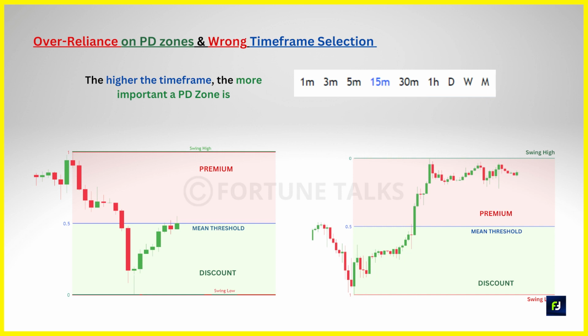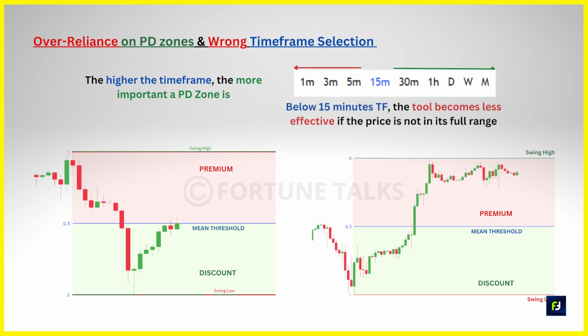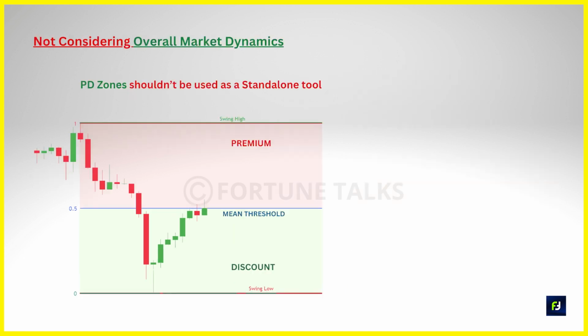The most common problem with premium and discount zones is that on lower time frames that are below 15 minutes, this tool becomes less effective if the price is not in its full range. It is also worth remembering that price tends to change direction even if there are these important zones on the way. So there is no real guarantee of a price reversal from these zones. While we believe that premium and discount are a great entry point tool, over-reliance on it can cause you to incur losses and also miss out on quality trade setups just because they are not premium or discount.